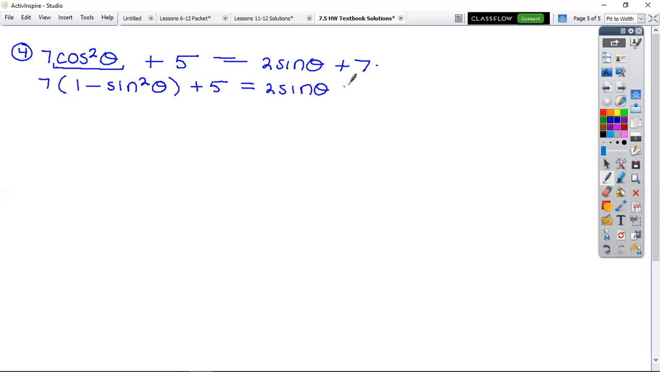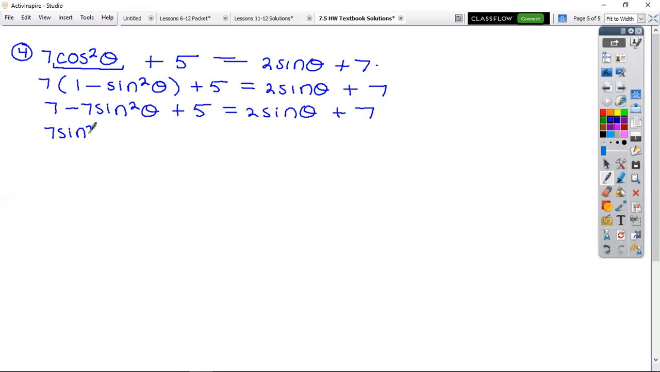So again, that is a Pythagorean identity. And now you're good to go. So I distribute, leaving me with 7 minus 7 sine squared theta plus 5 equal to 2 sine theta plus 7. And I'm going to get this equal to 0, but I need to unfortunately move over to the right-hand side. So move that over, I get 7 sine squared theta plus 2 sine theta.